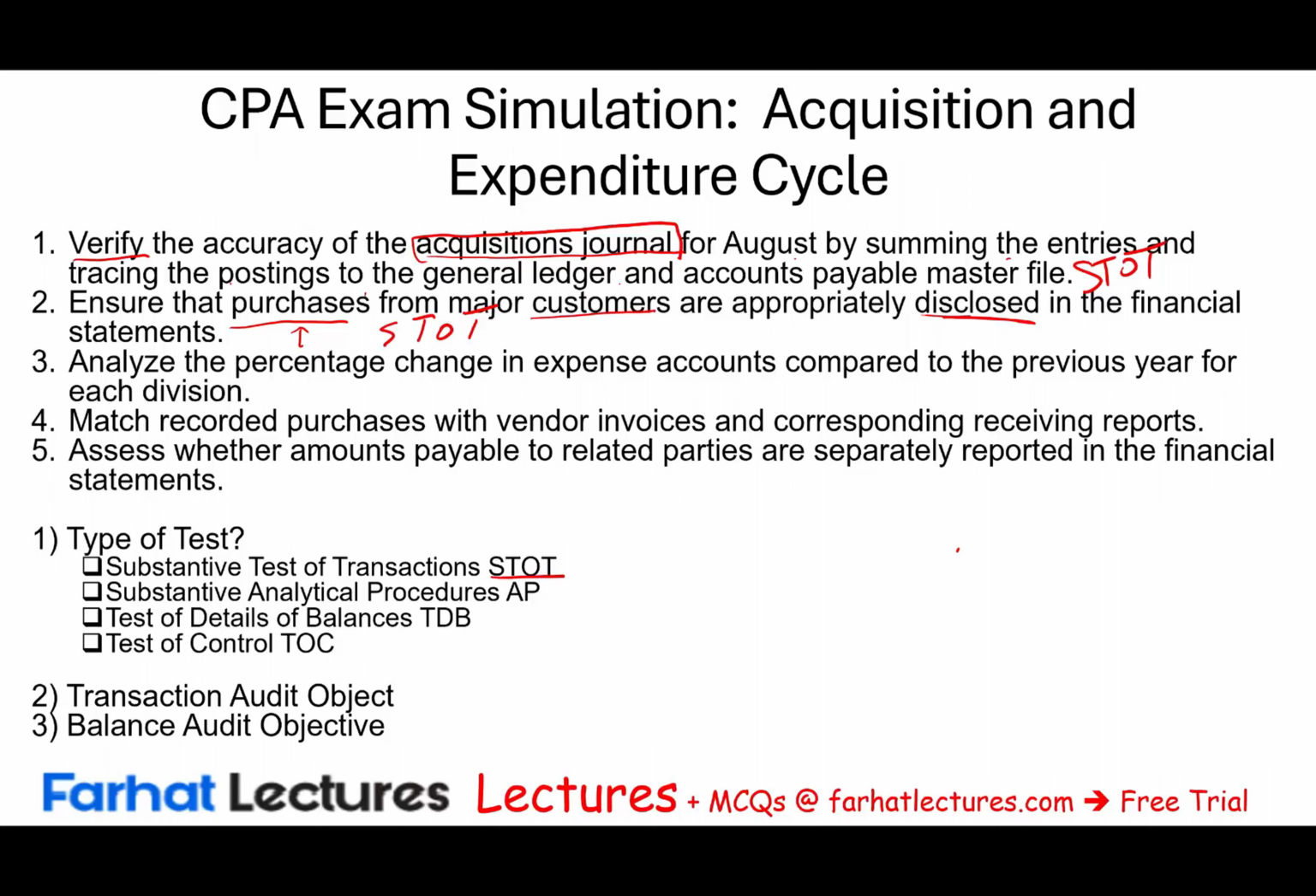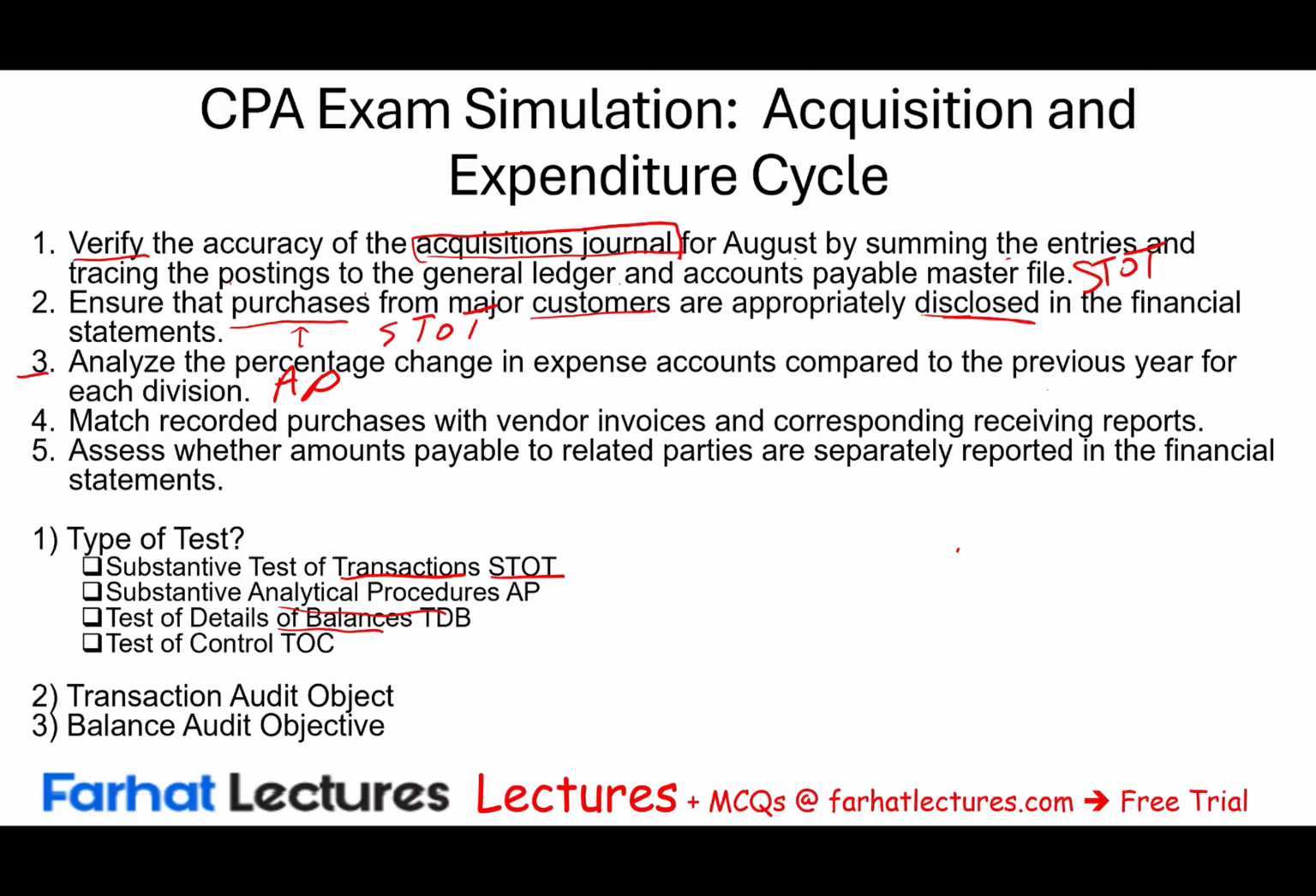Disclosure and presentation. Number 3: analyze the percentage change in expense account compared to the previous year for each division. What do you think I'm doing here if I'm comparing percentages? What do we call this? Is it testing of transactions, testing of balances, or analytical procedures? I would say those are analytical procedures. Here I am looking at analytical procedures. I'm looking at a ratio, percentages.